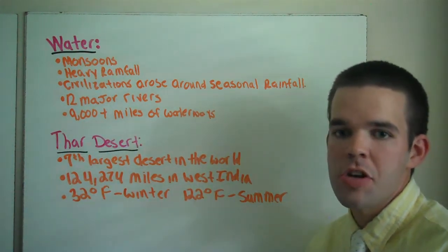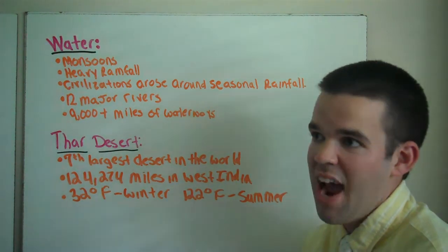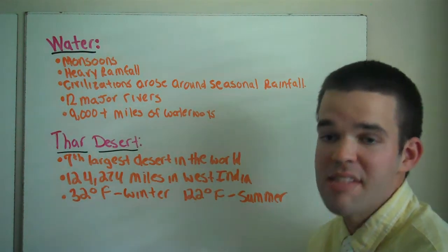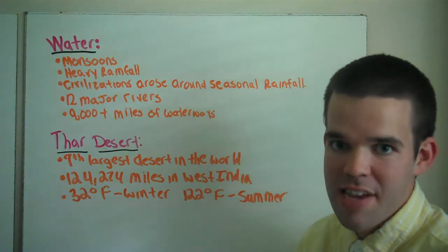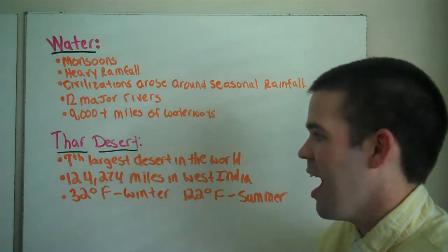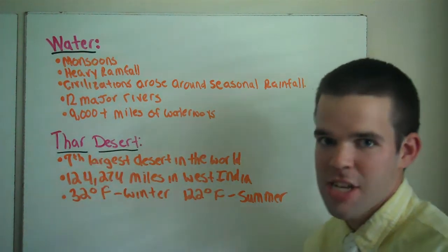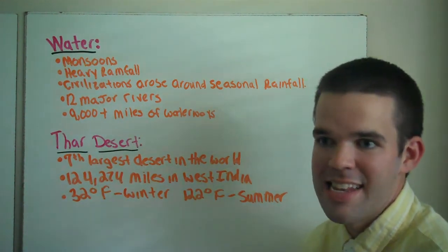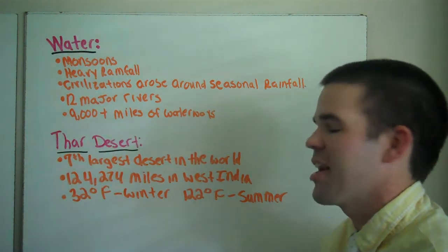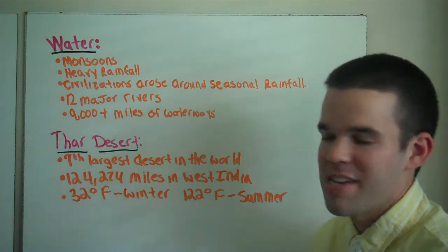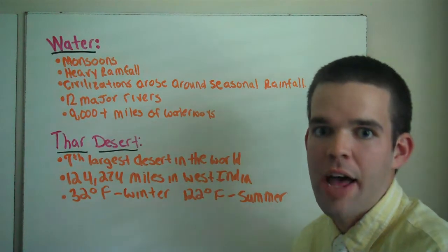Now, the degrees in winter. Now, this is winter. This is our December to February, December to March. 32 degrees Fahrenheit. That is freezing. Okay, 32 degrees Fahrenheit is the freezing mark in a desert. Now, during our summer, when it is 88 to 95 here in North Carolina, it is 122 degrees Fahrenheit, an additional 40 degrees hotter in that desert than here in North Carolina.